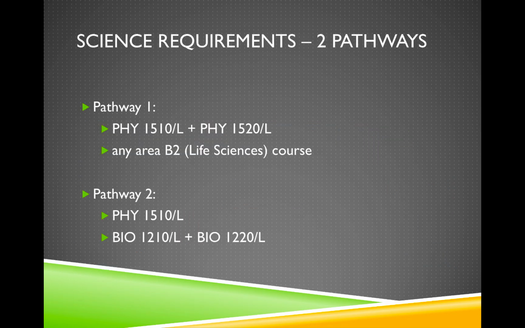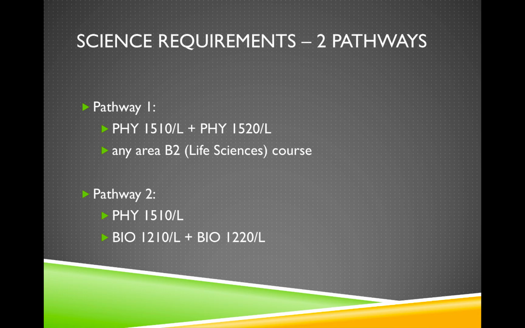For the physics and biology, there are 2 pathways you can choose from. Pathway 1 is that you can take a full year of calculus-based physics, that's physics 1510 and 1520, plus their labs. And then if you're going to do that full year of physics, you can take any Area B2 life sciences course that you would be taking anyway for GE.